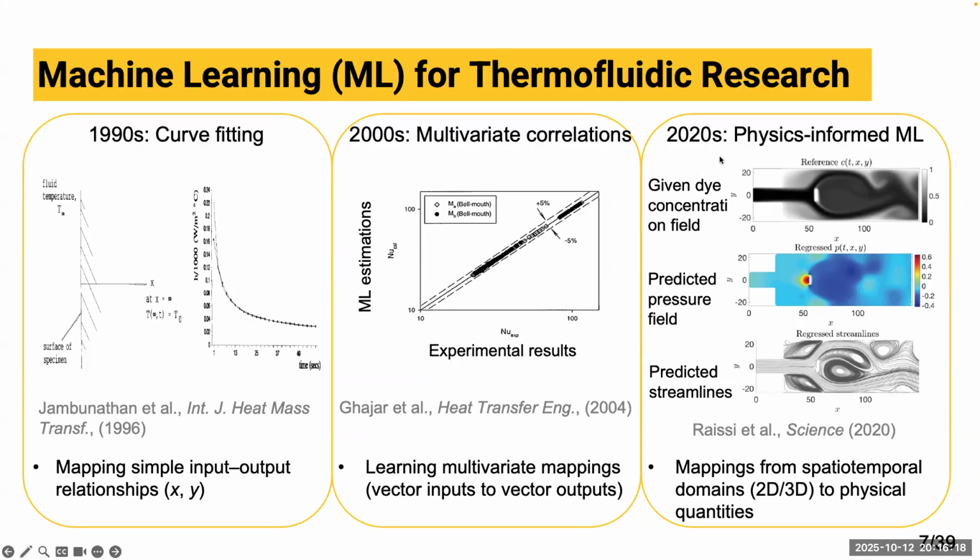And in the 2020s, the use of machine learning has been booming because of the advances in computing systems and also machine learning algorithms. So now we can express the relation between maybe millions of input and millions of output variables. For example, now we can approximate the concentration, pressure, and velocity fields in a thousand by thousand pixel computation domain.